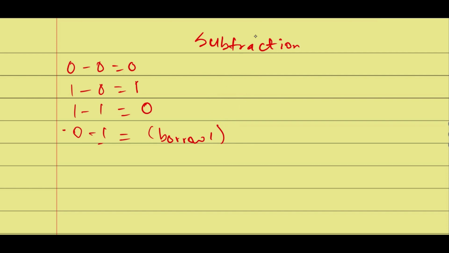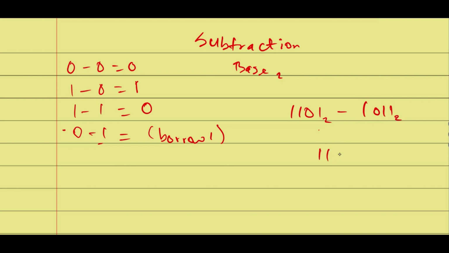But remember, this is base 2. Whenever you borrow a number from the next column, the number automatically becomes the base. So as this is base 2, when you borrow 1, it's going to become 2. Let's see an example. If we have 1101 minus 1011 in base 2, let's go ahead and solve.